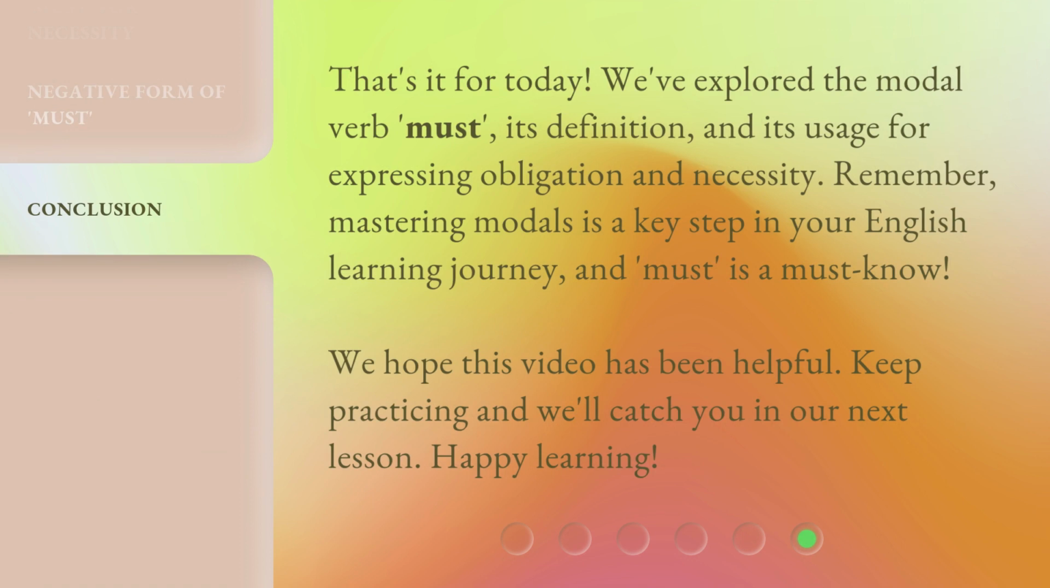That's it for today. We've explored the modal verb, must, its definition, and its usage for expressing obligation and necessity. Remember, mastering modals is a key step in your English learning journey, and must is a must-know.